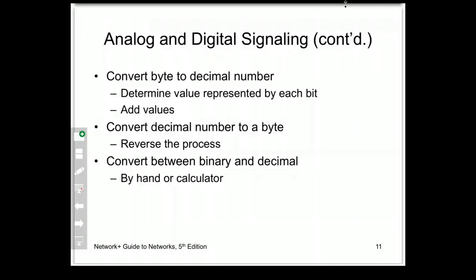So converting a byte to a decimal is just reverse. You determine the value of that bit, and then you add it up. Converting a decimal to a byte, reverse the process. And if you're using a scientific calculator, you have a bin option, where you can type in any number and hit the bin button, and it'll give you the binary conversion. You'll learn how to do that. It's very easy. It's also really easy to do by hand, when I show you how. It's literally one paragraph, step by step.